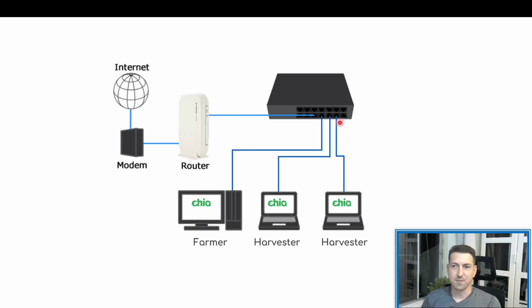This will be your typical network diagram, and it doesn't matter if it's on Wi-Fi or you're using a switch. The first step would be to take the CA folder with the certificates from the farmer and copy it to the harvesters. The second step would be to set up the harvesters and point them to the farmer. So let's see how this process looks.